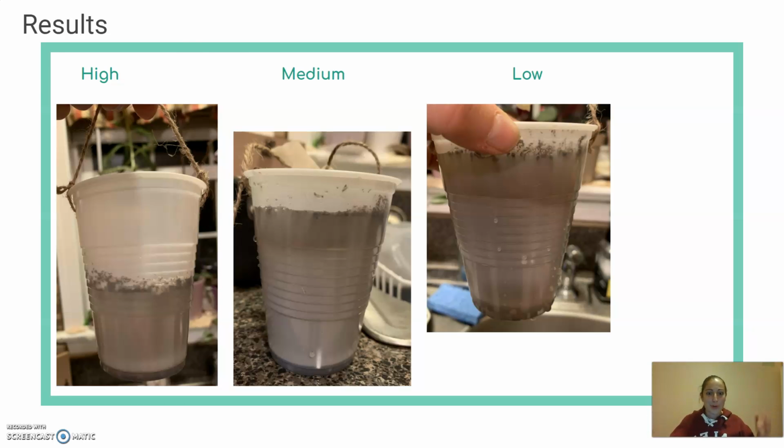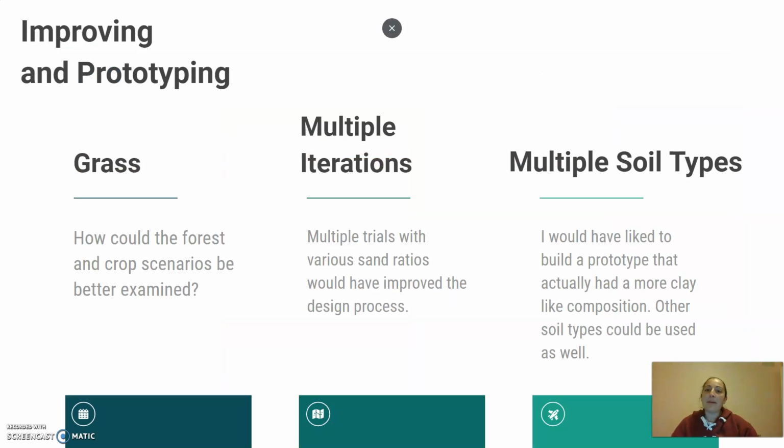So pretty cool. So as far as the engineering design process, I would have liked to improve this by prototyping more, prototyping with the grass, having more iterations by having more soil types, or even just changing the sand amount.